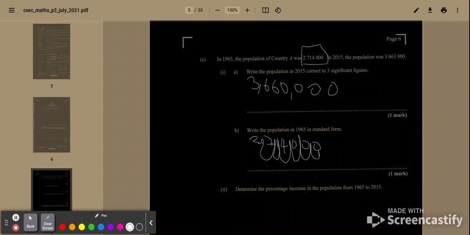So therefore, it will be 2.714. We do not include the zeros because trailing zeros are not included when writing significant figures. So it will be 2.714 times 10 to the power of 6, as we move 6 places to get to the first non-zero number. All right, so let's move on to part C(ii).